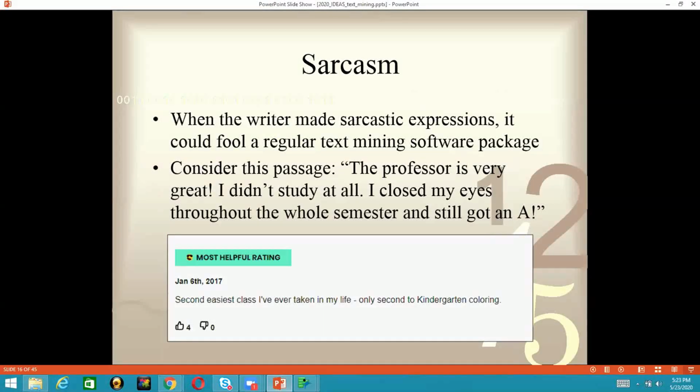Okay, so the next challenge is what if the sentence does not mean that? Do not read it in a literal sense. It means to be sarcastic. When the writer makes a sarcastic expression, it could fool a regular text mining software package.